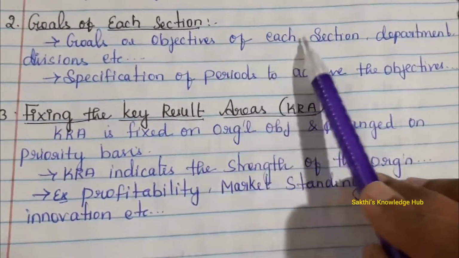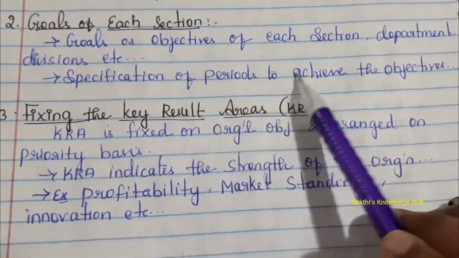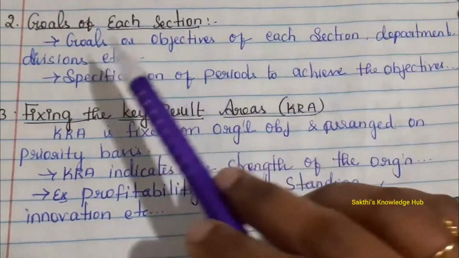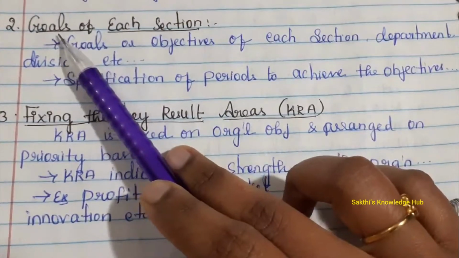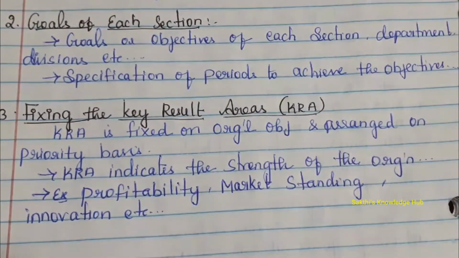The second process is goals of each section. Goals are objectives of each section, department, divisions, etc., with specification of the period to achieve the objective. So the second process is goals of every section. Each and every section, or department, or division, because plenty of departments and plenty of people will be working in the organization.